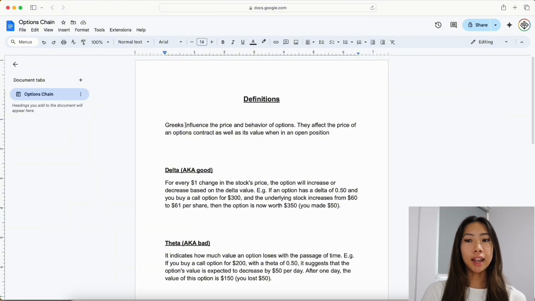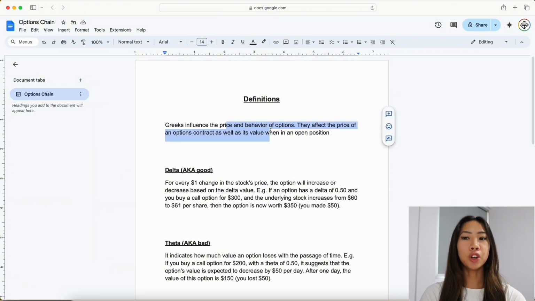The importance of Greeks is that they influence the price and behavior of options. So this is going to be for options trading specifically. If you're trading other markets like forex or futures, you won't need to know the option chain. They affect the price of an options contract as well as its value when in an open position. An open position just means that you entered a trade, and then from there, how does that profit and loss move? Then the fun stuff, delta and theta.